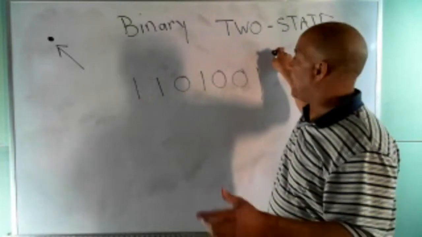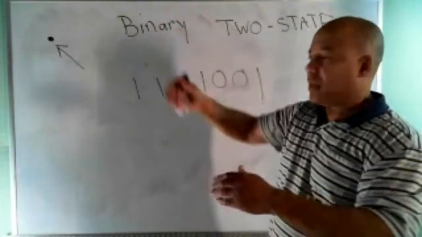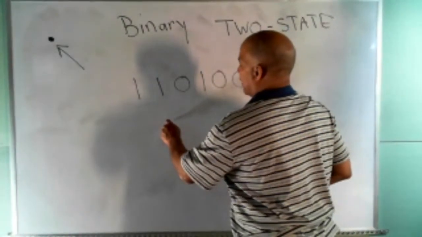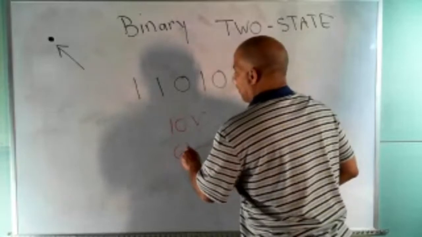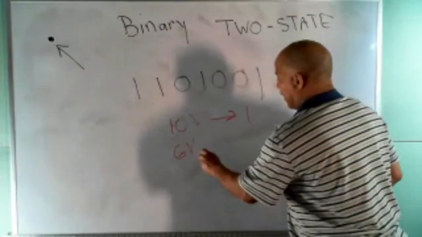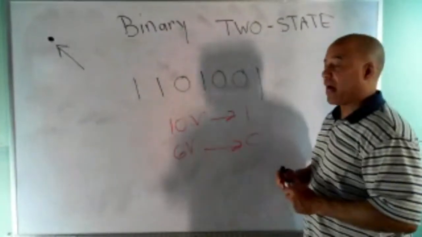It doesn't matter what value it is. You might have 5 volts and 7 volts. Or you might have, let's say, 10 volts and 6 volts. You might say, all right, if I got 10 volts, that's going to represent a 1. If I got 6 volts, that's going to represent a 0. You have to have just two different values, any value.